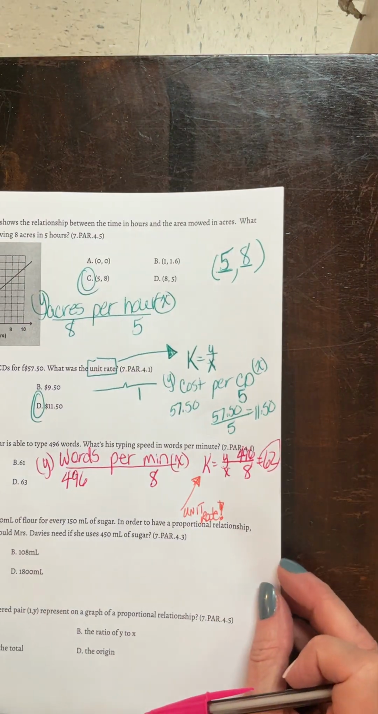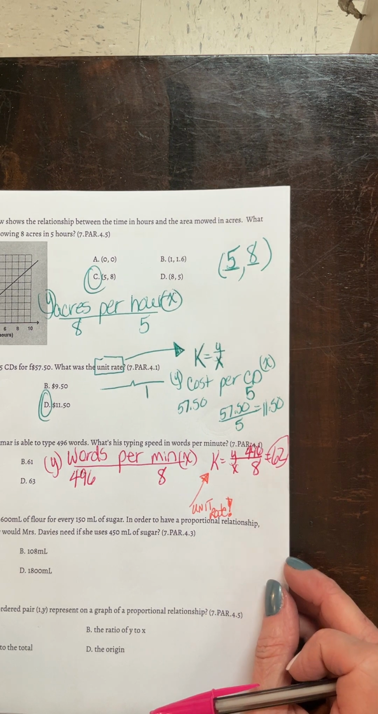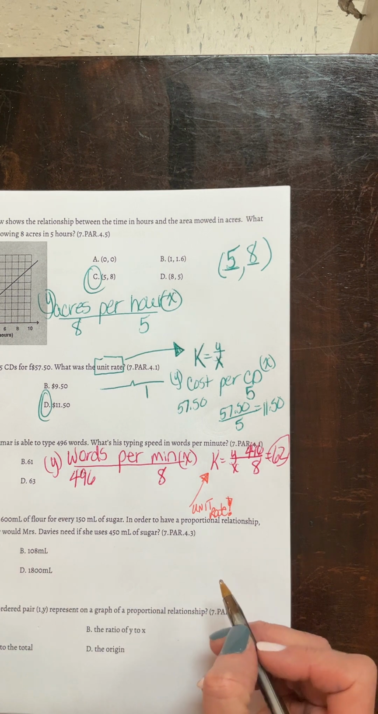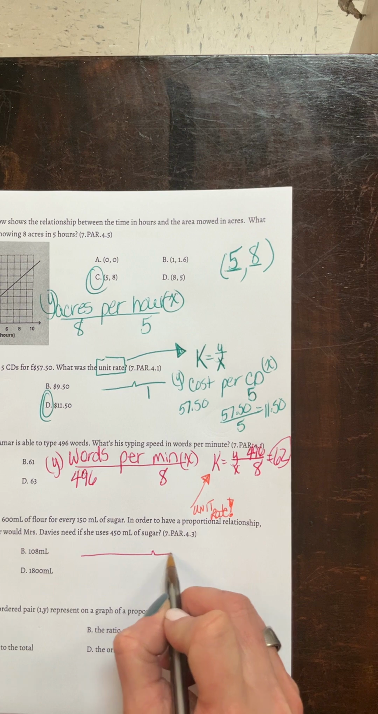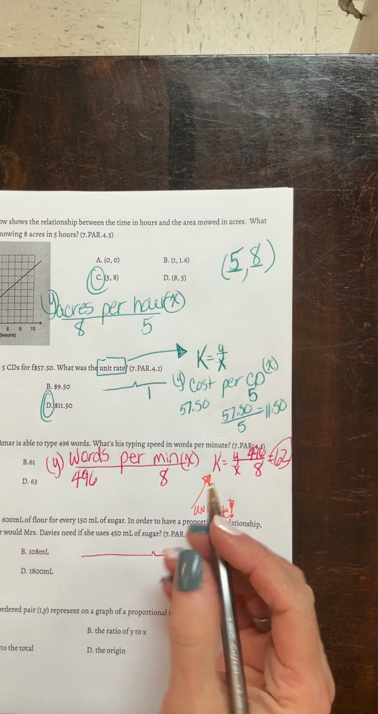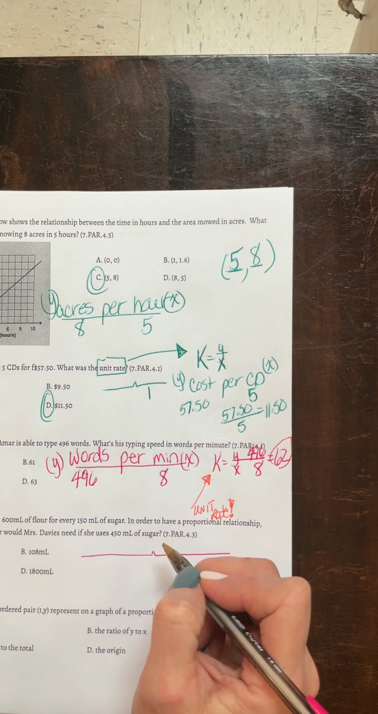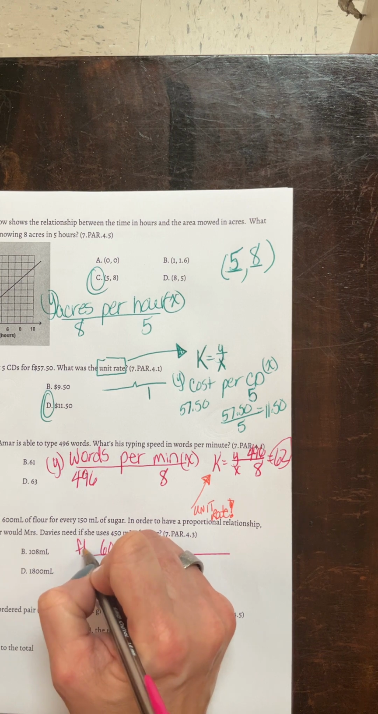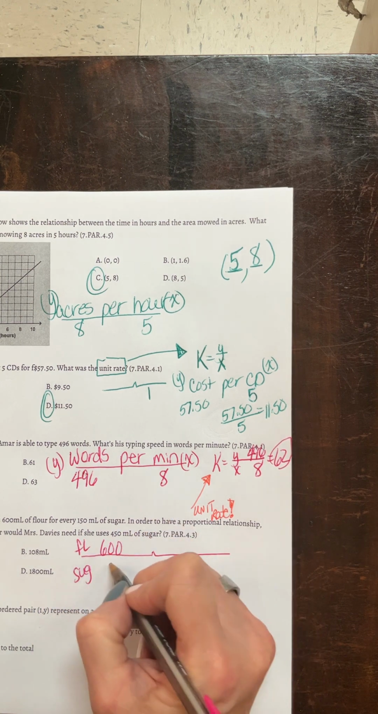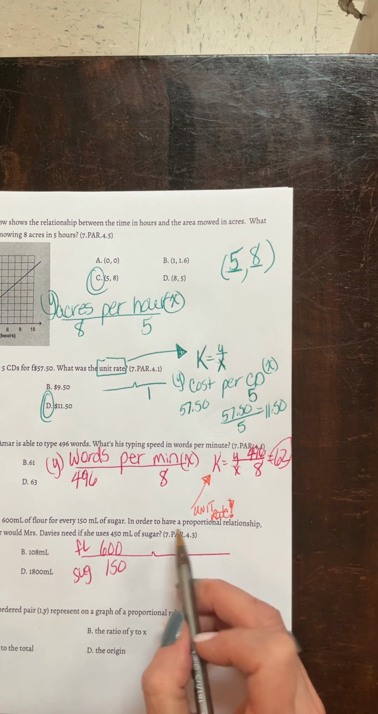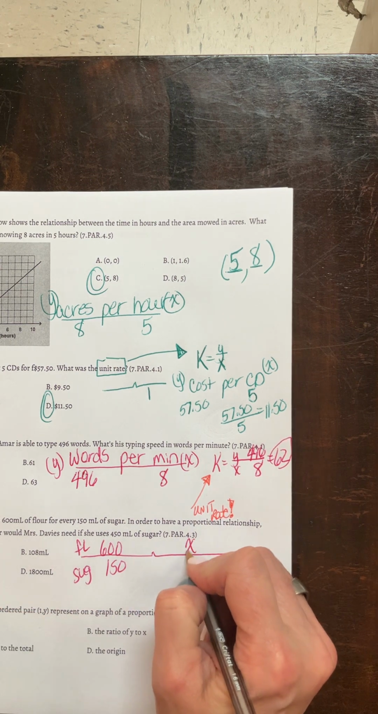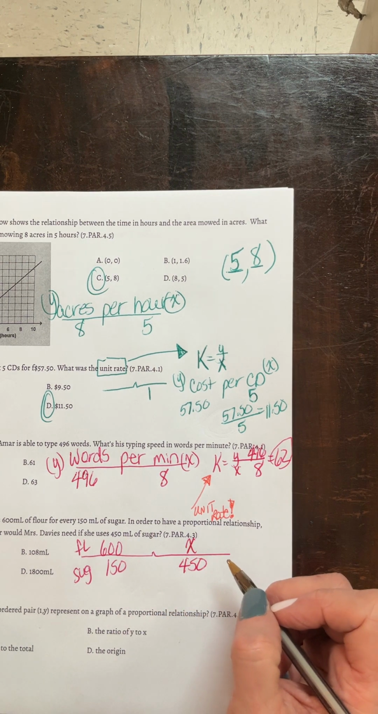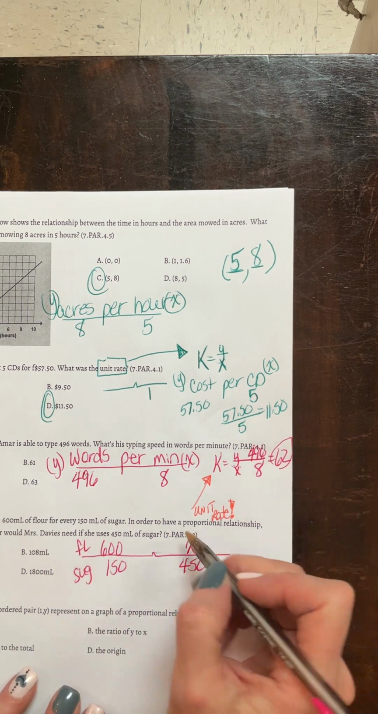Miss Smith uses 600 milliliters of flour for every 150 milliliters of sugar. In order to have a proportional relationship, how much flour would Miss Davies need if she uses 450 milliliters of sugar? So we are going to set this up as a proportion. So she uses 600 milliliters of flour to 150 milliliters of sugar. How much flour, so that's going to be my X, if she uses 450 milliliters of sugar. Got to make sure these line up.